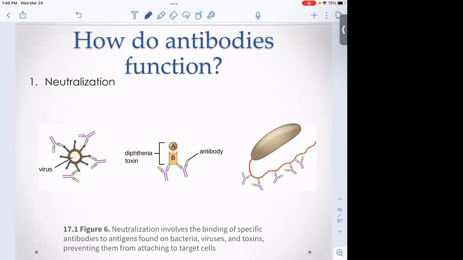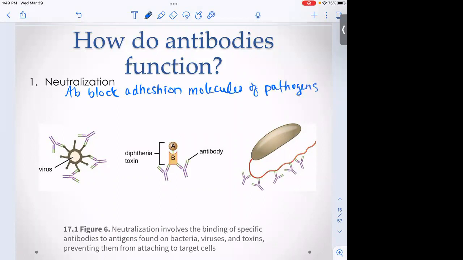But one very common function is neutralization. In essence, the antibody is going to block some kind of adhesion molecule of pathogens.